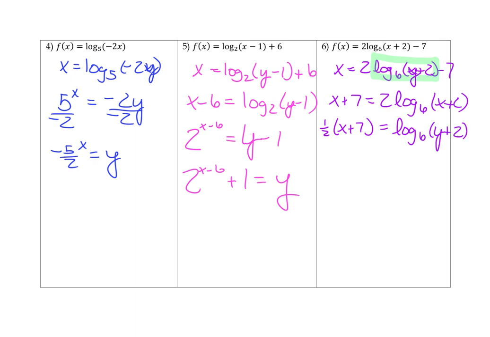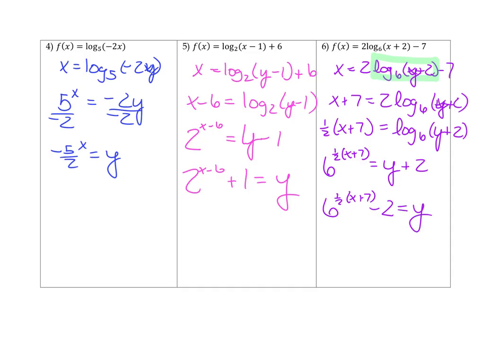And yep, I did it again. These should be y's. You can see what my issues are. Now I'm going to go into exponent form. So 6 raised up to the 1/2 x plus 7 equals y plus 2. And now I'm going to subtract that 2.